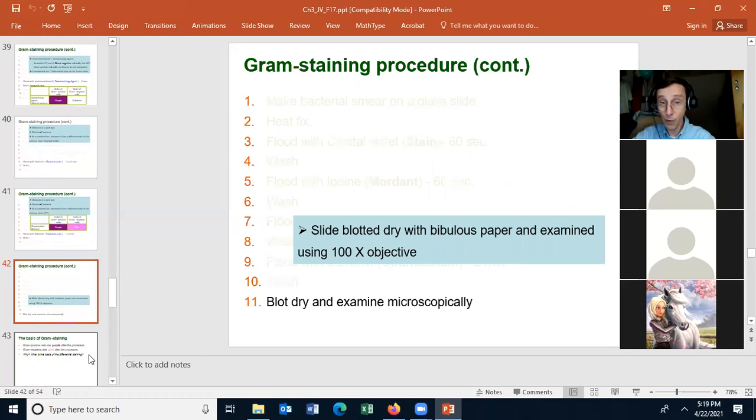And you get enough water off the slide so that you can then view the slide under the microscope, and you can view it even with the 100x immersion oil. The traces of water are not enough to interfere with the oil when viewing the slide under the microscope. Any questions about that?